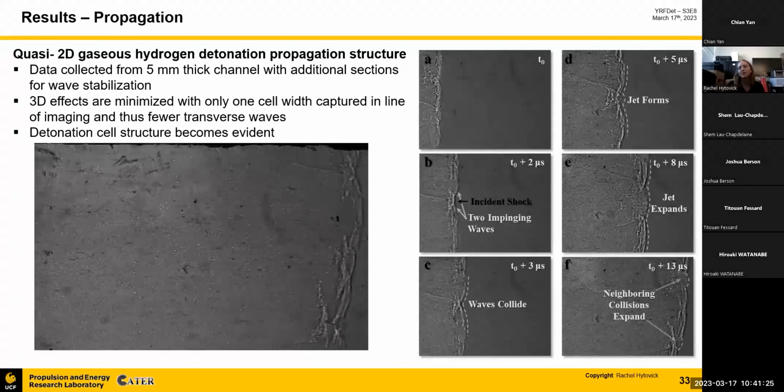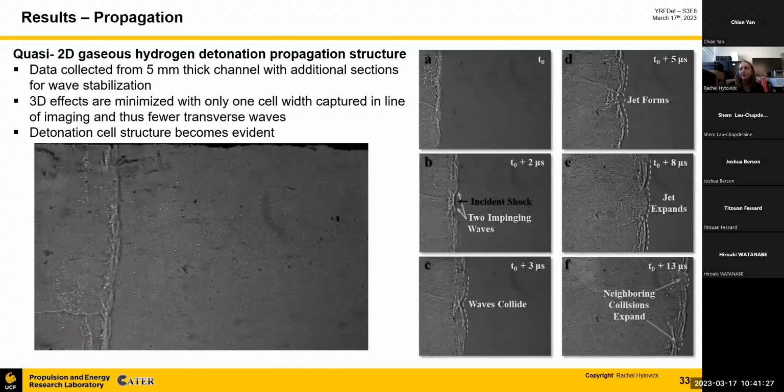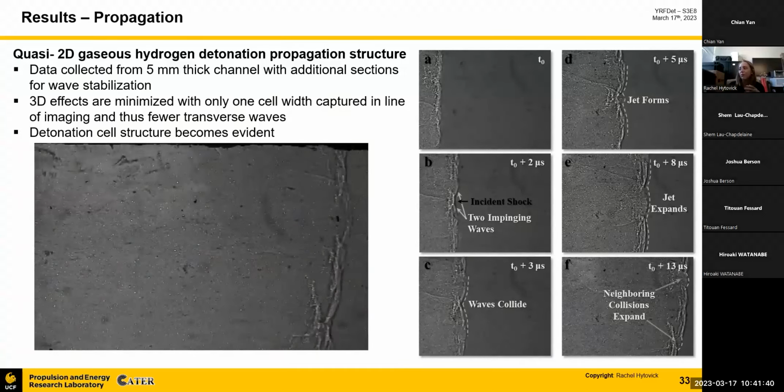And here in our shadowgraph imaging, we're able to see a lot more clearly what's happening. So we have our 2 impinging waves happening at frame B on the right, and our incident shock, and then our waves collide, and then we have this gas push forward, and then it expands, and then we have more collisions.